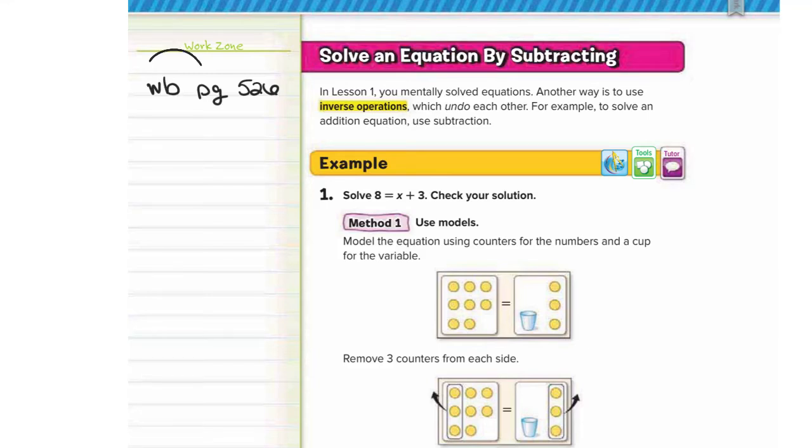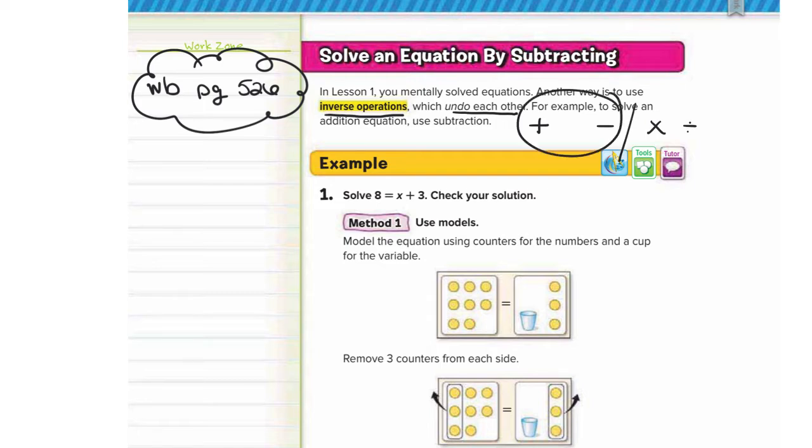Okay, so we're on workbook page 526. Today we're going to learn about inverse operations. Inverse operations are just operations that undo each other. For example, the opposite of addition is subtraction, and the opposite of multiplication is division, because addition and subtraction undo each other and multiplication and division undo each other.